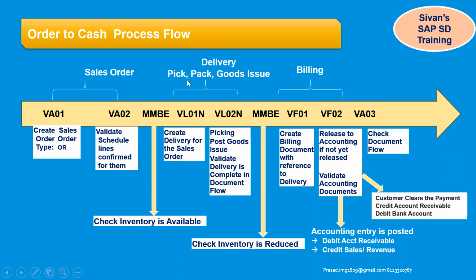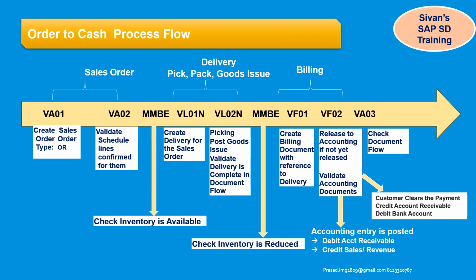Then, for the process of picking, packing, and goods issue, we need to go to VL01 in transaction. We need to create the delivery for the sales order, with reference to the sales order. Then, in the creation screen itself, you can complete the picking, packing, everything. Otherwise, once it is saved, you can go to the VL02 transaction. There you can do the picking, validate whether the delivery is complete in document flow or not, and then post goods issue. Once we complete the post goods issue, the ownership is transferred from the business to the customer.